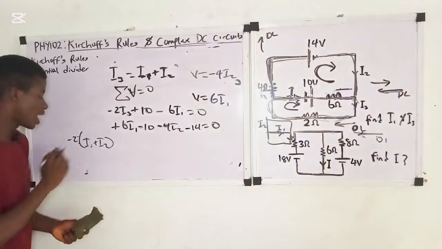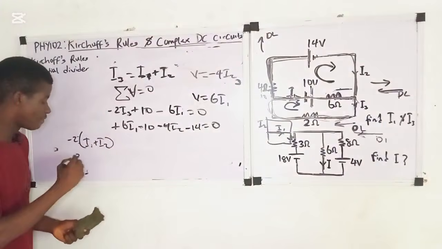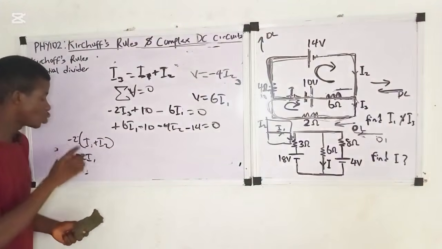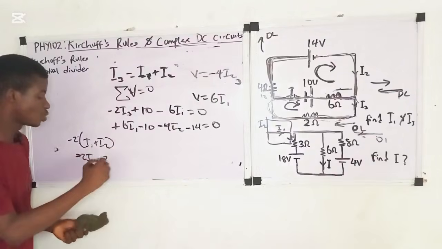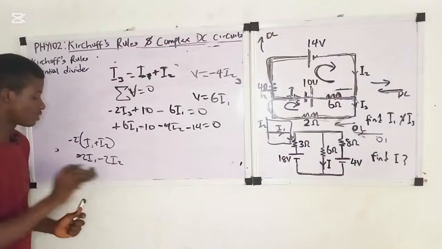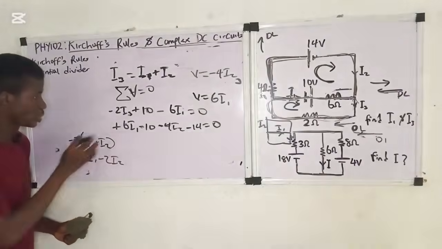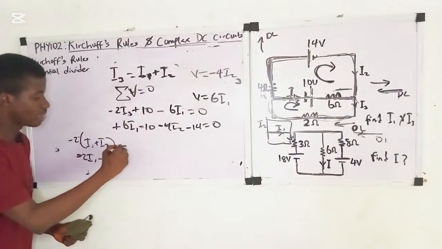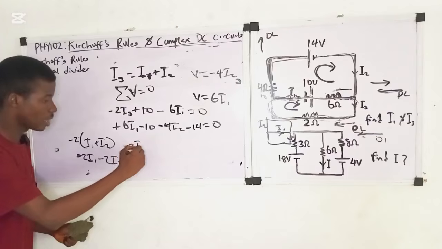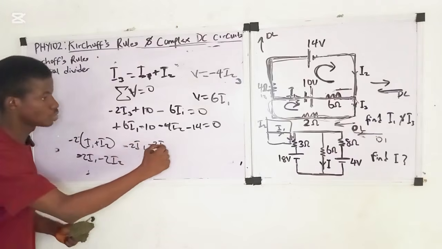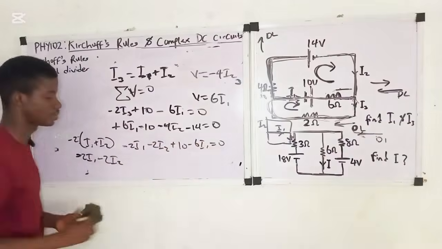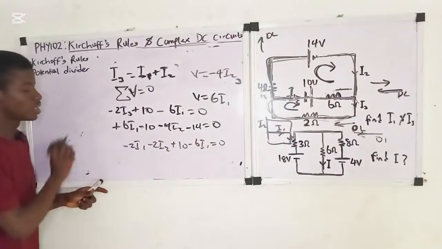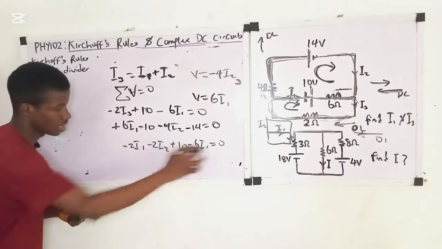I2, right? So minus 2 times I1, we have minus 2 I1. Then minus 2 times plus I2 gives minus 2 I2, right? So in place of this one, we put this. So now we have minus 2 I1 minus 2 I2, then plus 10, then minus 6 I1 is equal to 0. Right? Now in this one, what is common here?